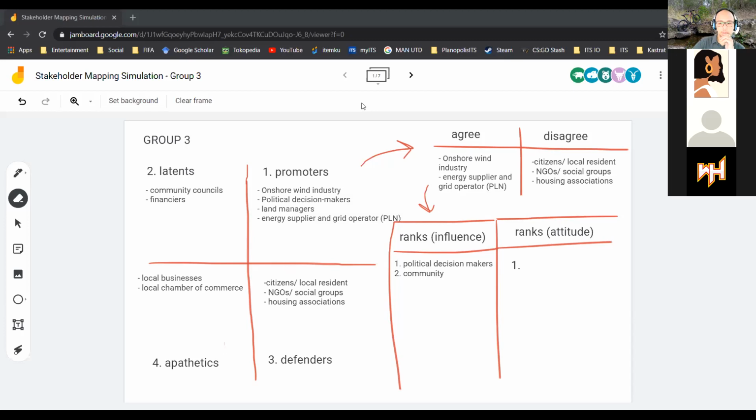We assume all the citizens or most of the citizens will disagree, and also the NGOs and the housing associations. We still haven't finished our ranks of influence yet, but the latest discussion is that we have decided the political decision makers, community councils, and financier are the top 3 of the ranks in influence. And then in the attitude, probably the citizens, because they will be affected the most by the project. And then, yeah, I think that's it for our discussion, sir.